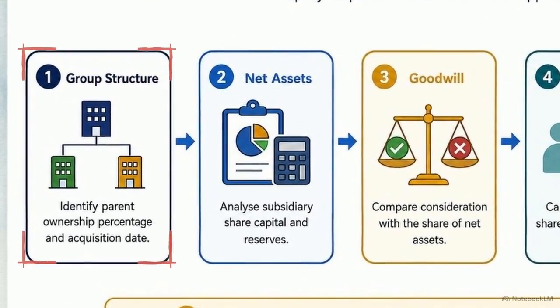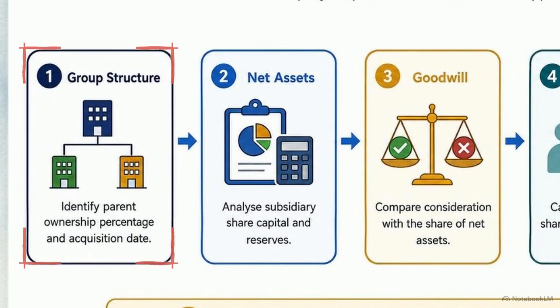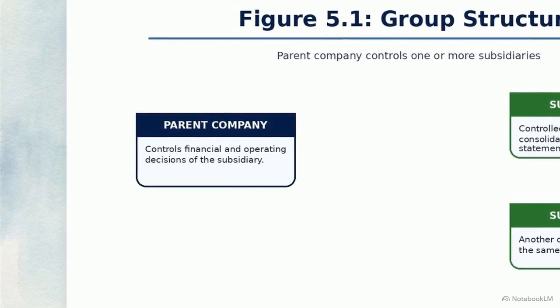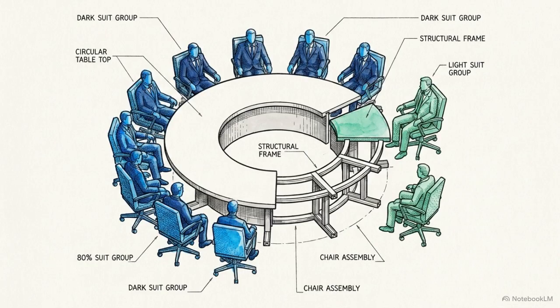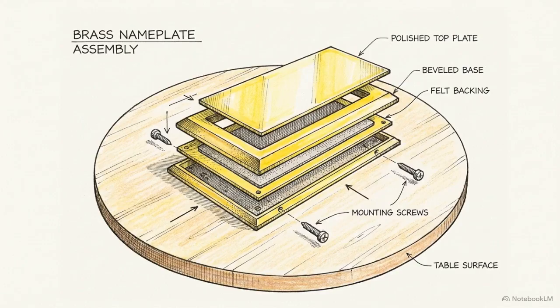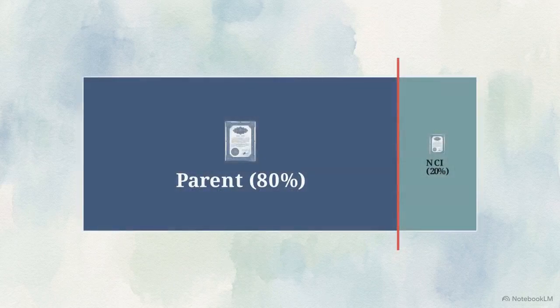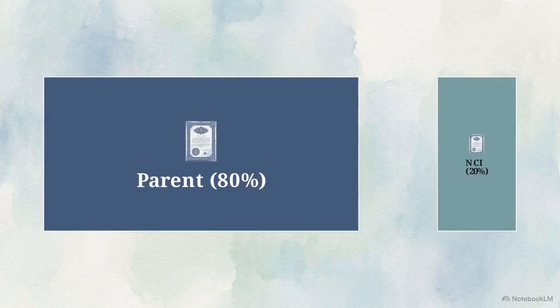The process begins with Step 1, identifying the group structure and determining if consolidation is required. This organizational chart shows a parent company controlling 2 subsidiaries. In financial reporting, a parent is presumed to have control when it owns more than 50% of a subsidiary's ordinary voting shares. When a parent owns less than 100%, the remaining equity belongs to external outside shareholders, the non-controlling interest, or NCI. If a parent company purchases 80% of a subsidiary's shares, 20% mathematically defaults to the non-controlling interest.